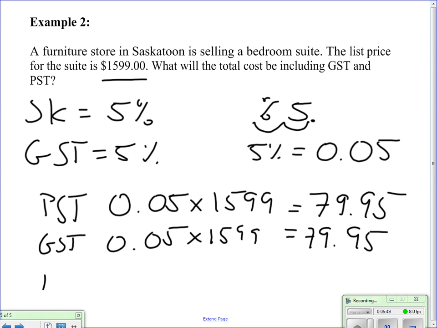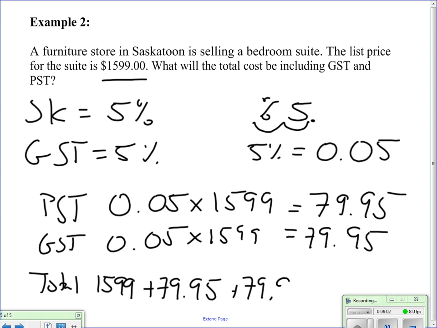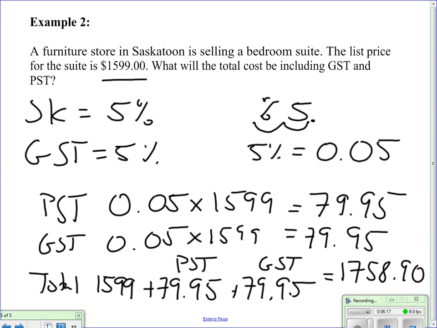To calculate the total price, I'm going to take my $15.99 and add $79.95 PST and add $79.95 GST, and so I should get a total price of $17.58.90. And that's how we look at setting prices using markup and percentage, and I hope that was helpful.